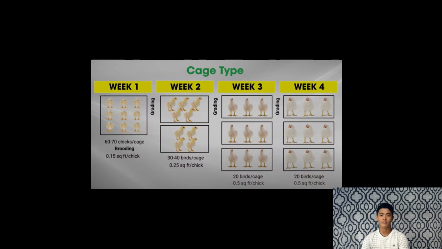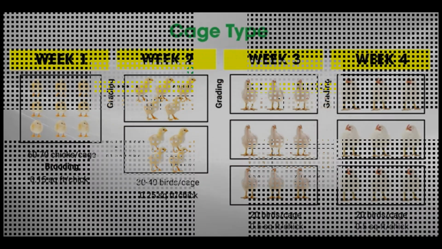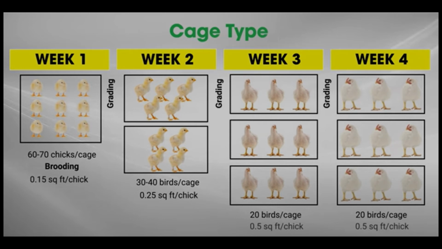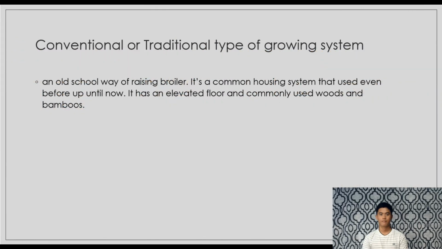Here is the illustration to summarize the space requirements of chicken every week in cage type. Next, we will discuss the conventional or traditional type of growing system. It is an old school way of raising broilers. It's a common housing system that was used even before and up until now. It has an elevated floor and commonly uses wood and bamboo.